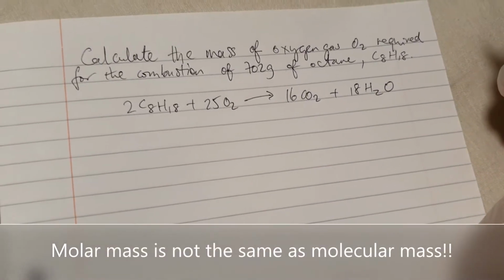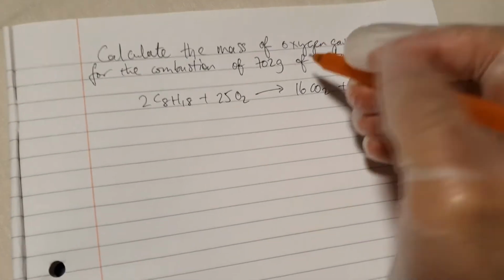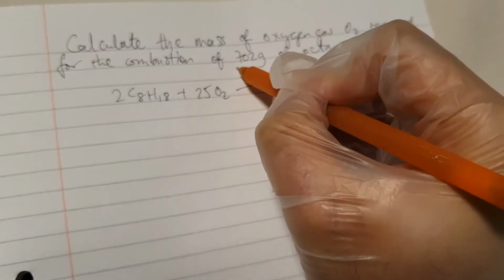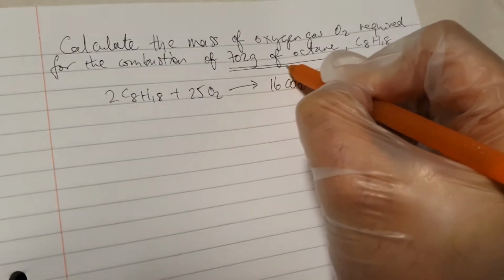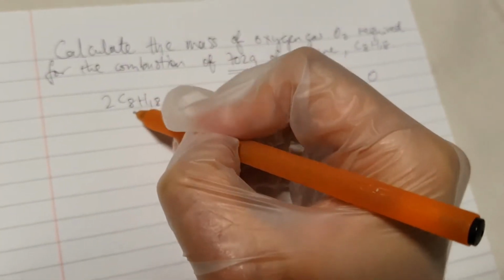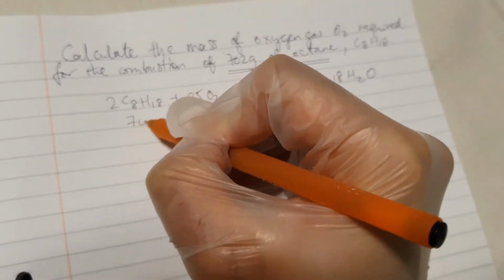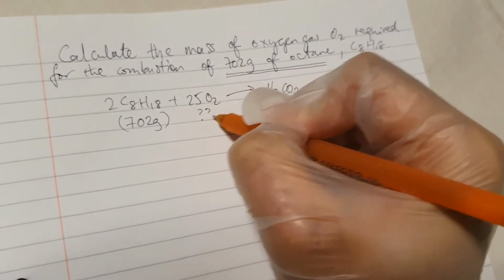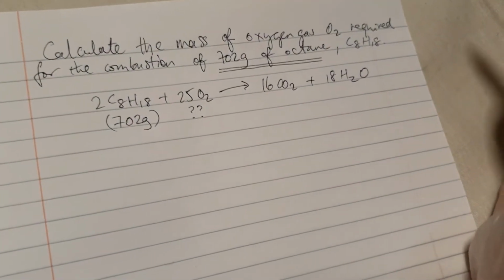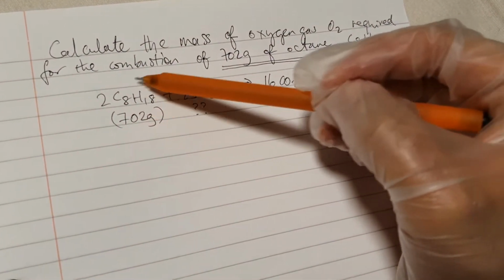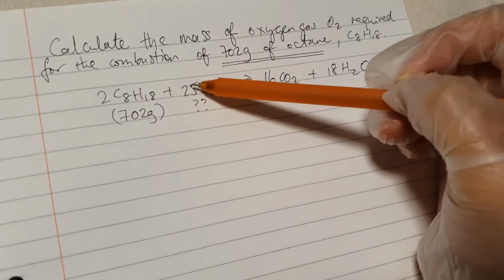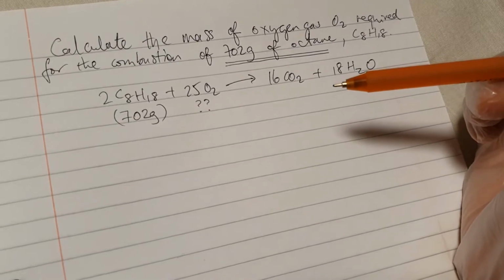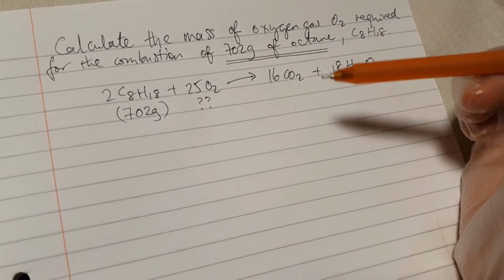Okay, so let's just label it. We have 702 grams of octane, and that's this one here. So we have 702 grams here, and we want to work this out. But what we do know is that 2 moles of this will react with 25 moles of this. So let's work out the molecular mass of C8H18.